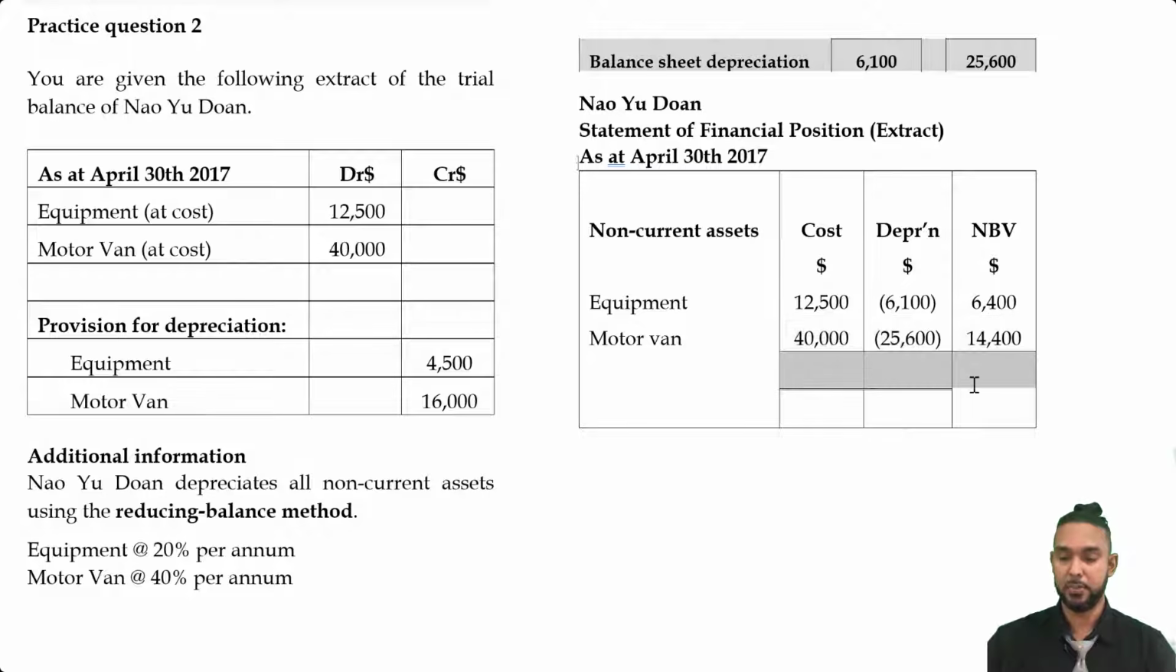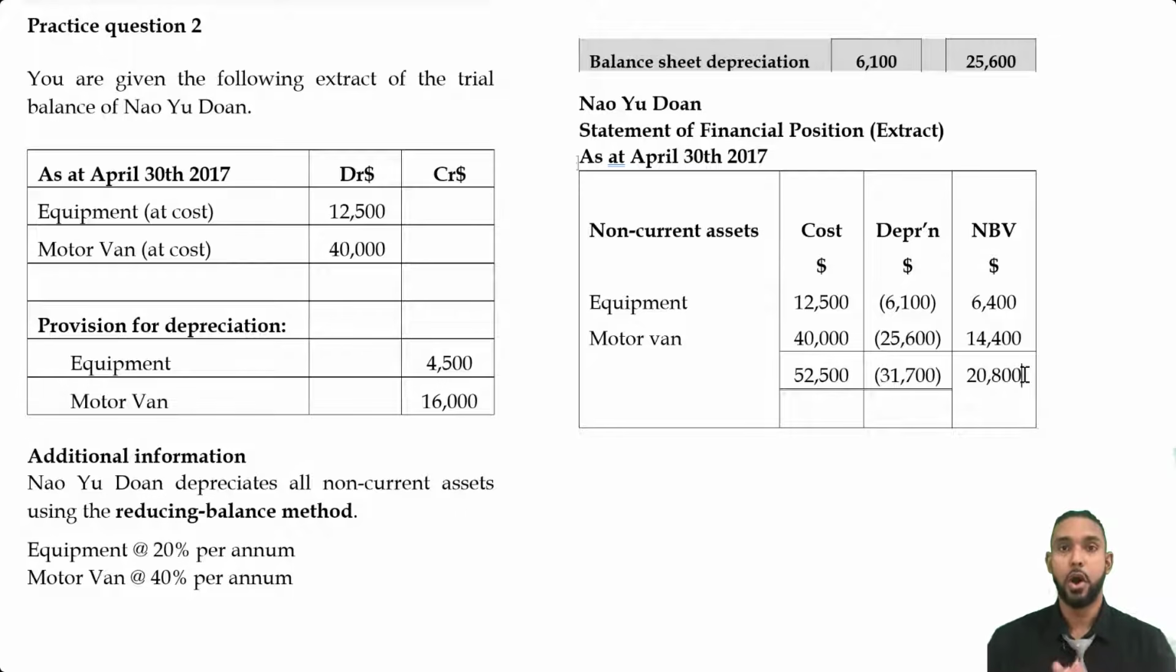And then we're going to add the columns going down. 12,500 and 40,000 is 52,500. 6,100 and 25,600 is 31,700. And 6,400 plus 14,400 is 20,800. And if you subtract going across here, you're also going to get 20,800 in this last cell here.